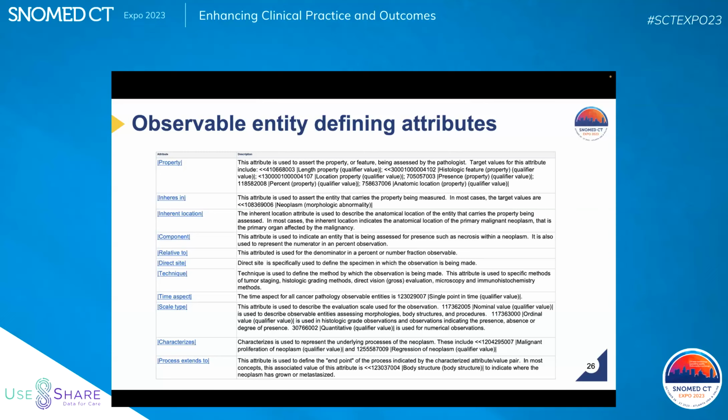Then we get a component relative to, and these are important things. We use component when we're saying, does something exist over there? Something about this exists over there that we measure by this thing. It could be a metastatic deposit in a lymph node. We use that as a component. I'm measuring that thing. And we get through the rest of this.